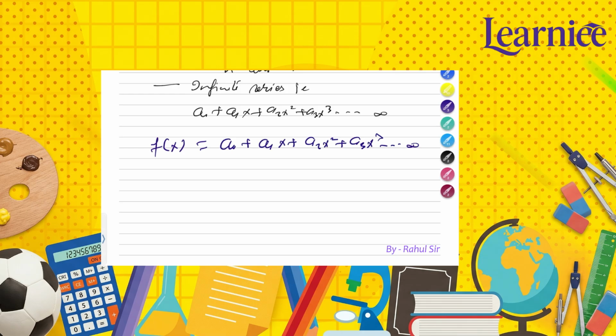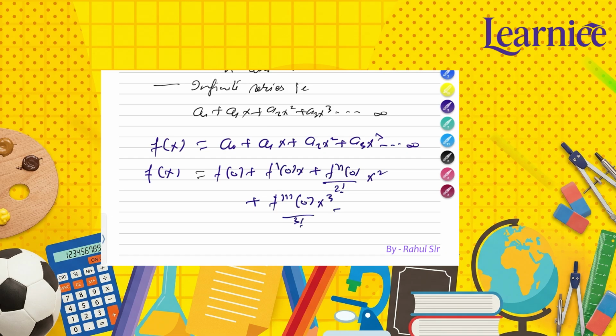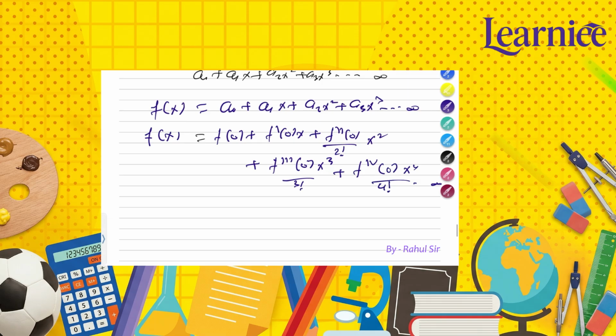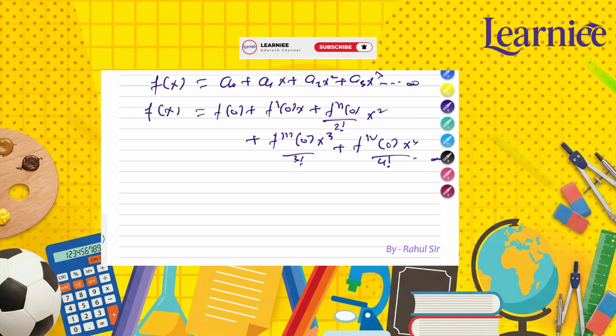By the way, we have already done this. If you want to write in terms of the coefficients, this is the same as: a naught means f(0), a1 means f dash 0 x, plus a2 means f double dash 0 upon 2 factorial x square, plus a3 means f triple dash 0 x cube upon 3 factorial, plus the fourth differentiation at 0 times x to the power 4 upon 4 factorial, up to infinity. This is how we can write any function in terms of the power series. But it's not necessary that all functions can be written in terms of power series.